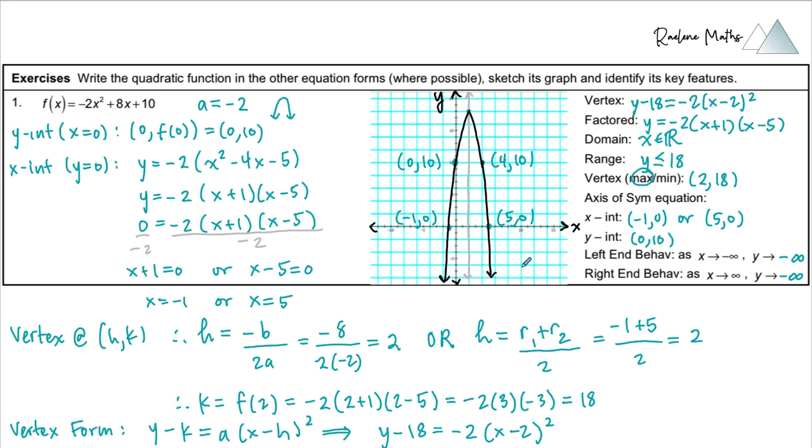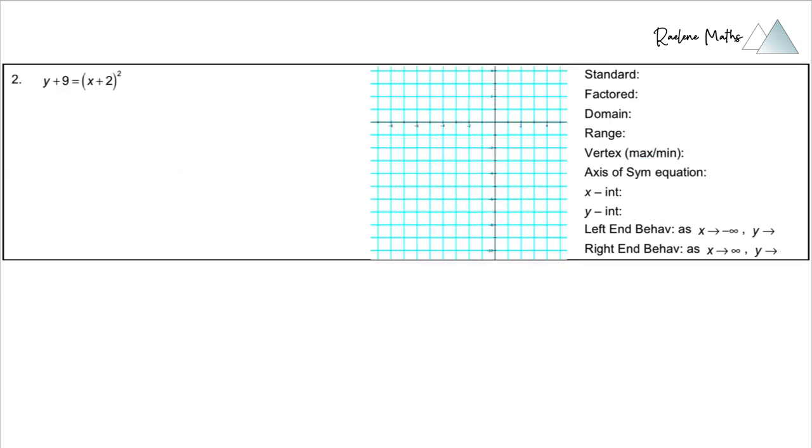So for the remaining questions, there are quadratic functions given in different forms, either the vertex form or the factored form, and you just need to manipulate the forms to come up with all the information. So I encourage you to pause the video and to try it, and then to check the solutions yourself to see how you did. Okay, here's another parabola.